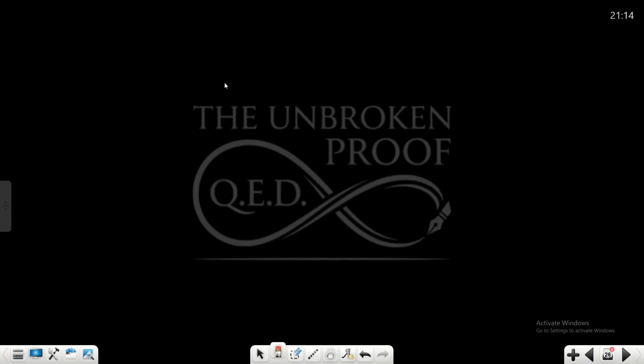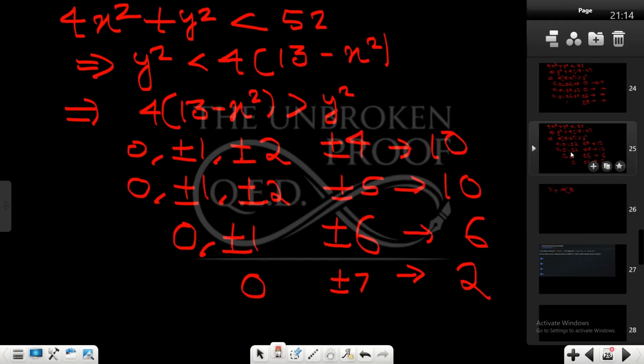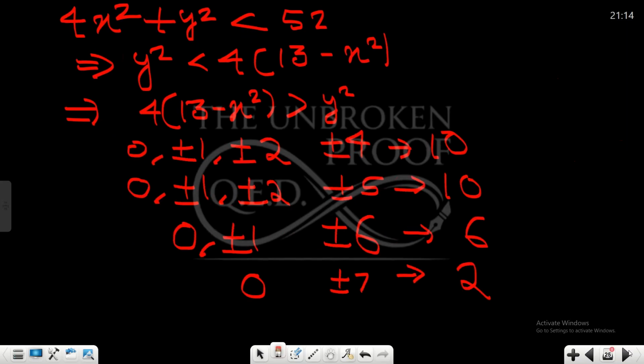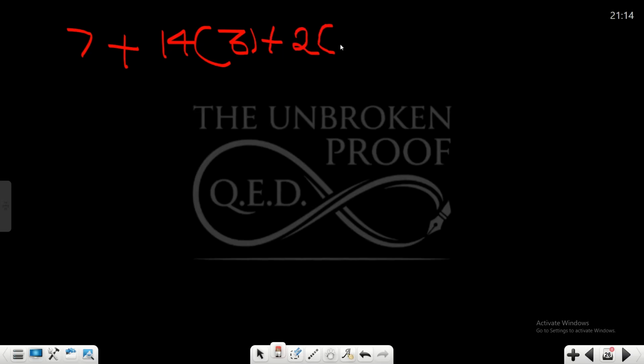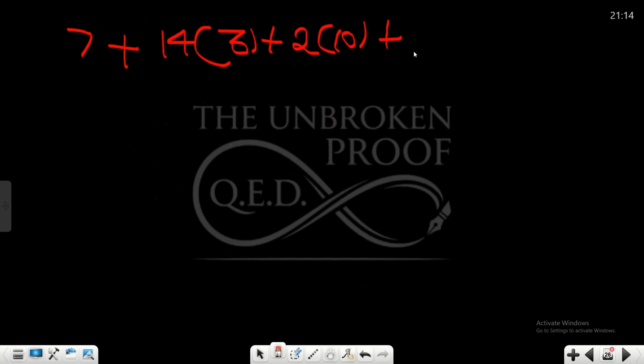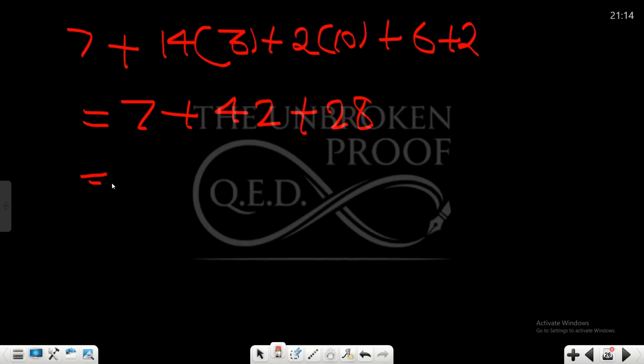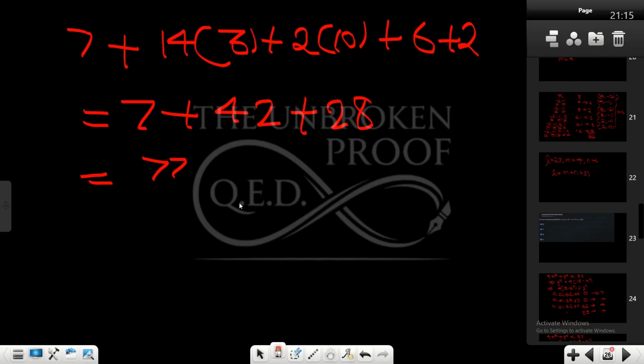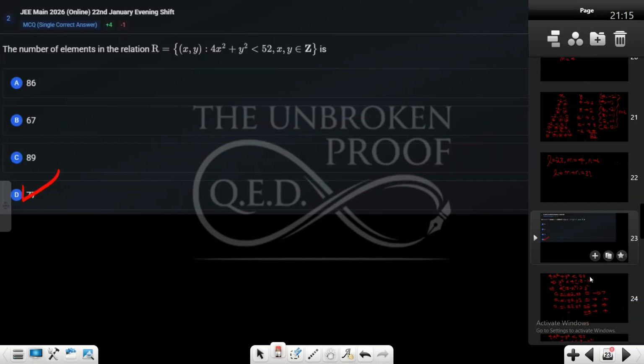page, 7 plus 14 times 3, right, 14 times 3, and then you have 2 times 10, okay, 2 times 10, and then you have 16 and 12. Okay, now if you add this, you will get 7 plus 42 plus 28, and if you add this, you will get 77. So the final answer for this question is 77.